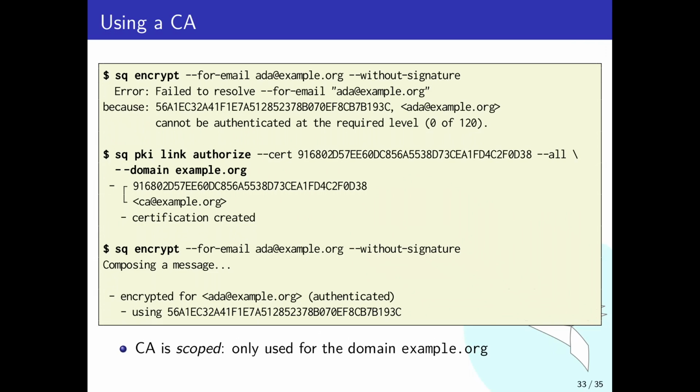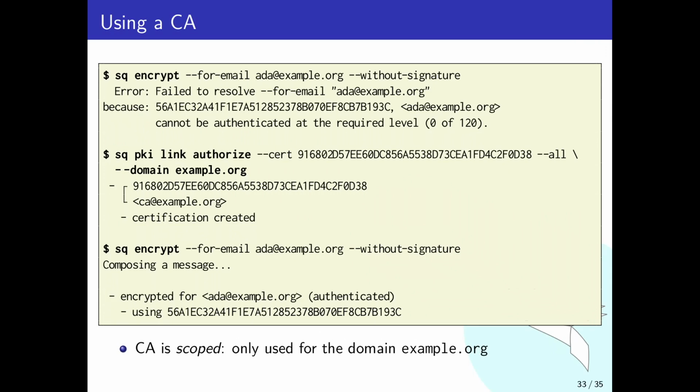And unfortunately, sq encrypt says, oh, error. We could not resolve this user ID. And why is that? It's not that the user ID is not known. It is known. If we look at the error message, we can't authenticate it. That's unfortunate. We could go ahead and get Ada's fingerprint and add it using sq-pki link add. But then we'd have to do that for every other person. Maybe there are other people inside example.org that we want to talk to. Or maybe we can't even talk to Ada because she's just an employee at the bank and she doesn't understand this stuff. So we want to add the CA.